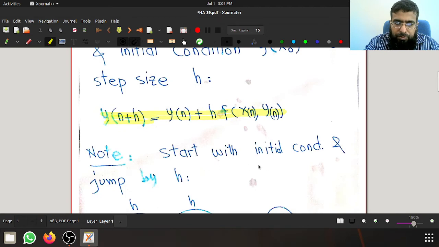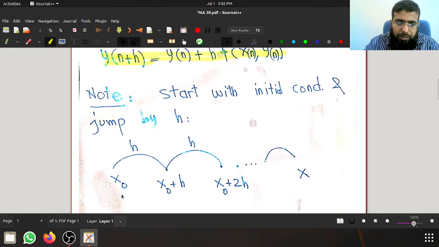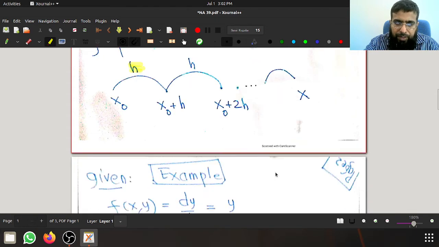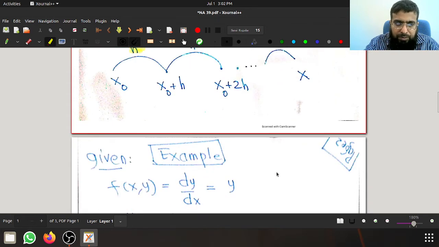And we should also note that we start with the initial condition, like we did in Runge-Kutta's method, and we jump, and the size of each jump is h. And we keep on jumping until we reach the desired value of x, right? So the method seems simple.